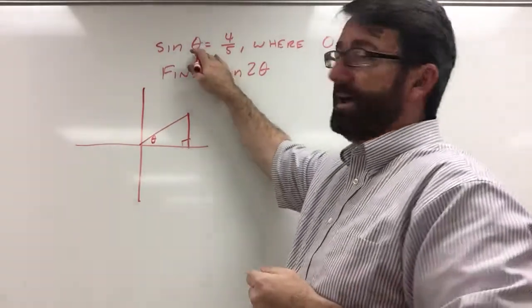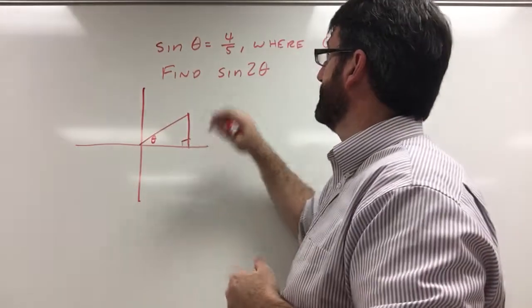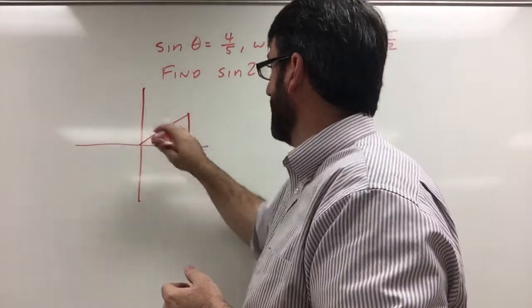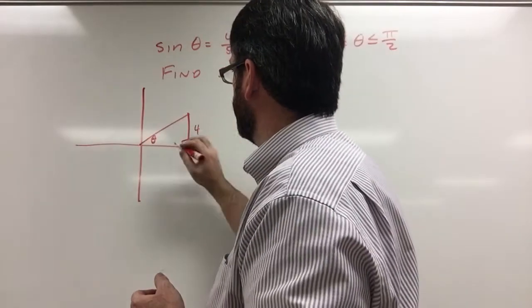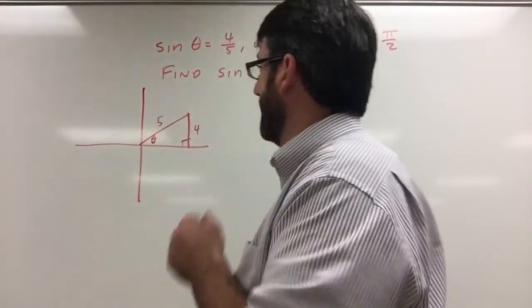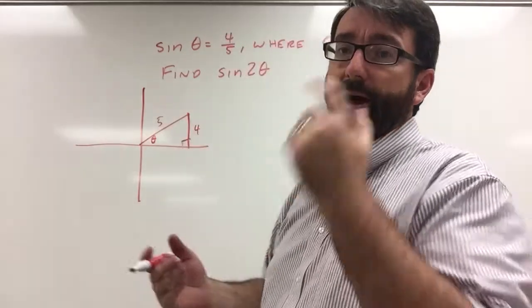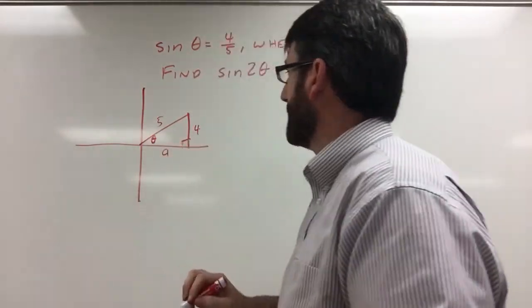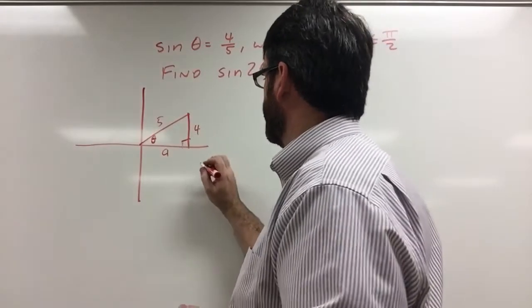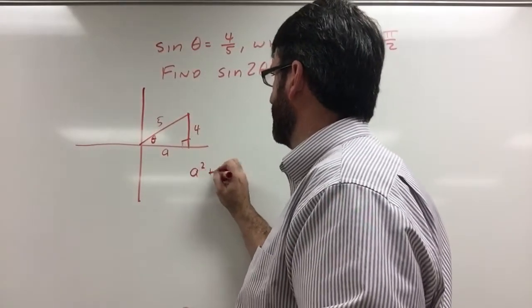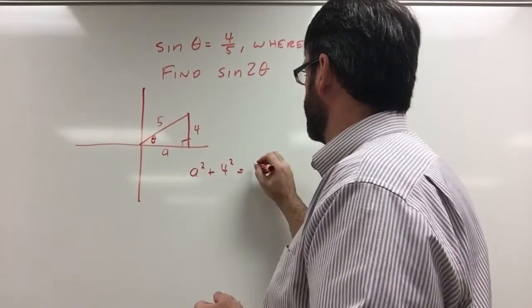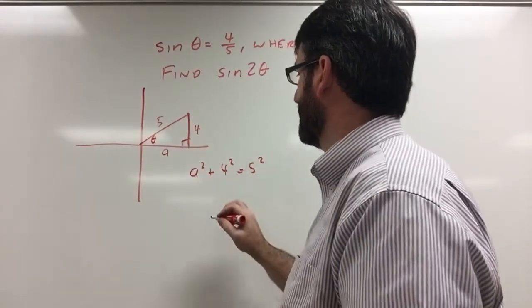And we're told the sine of theta is equal to 4/5. Sine, remember, is opposite over hypotenuse, so let's label this side as 4 and this side as 5. And now we need to find this other side. Let's label that a. And then the Pythagorean theorem tells us that a squared plus b squared, which is 4, is equal to c squared, c being the hypotenuse.